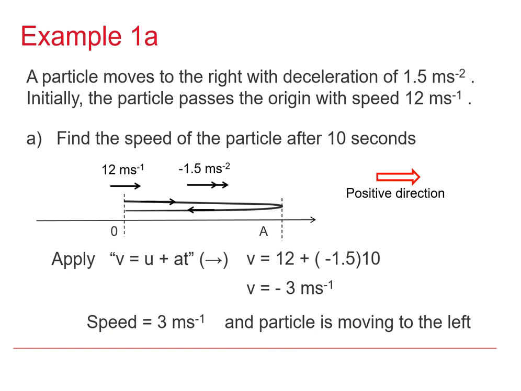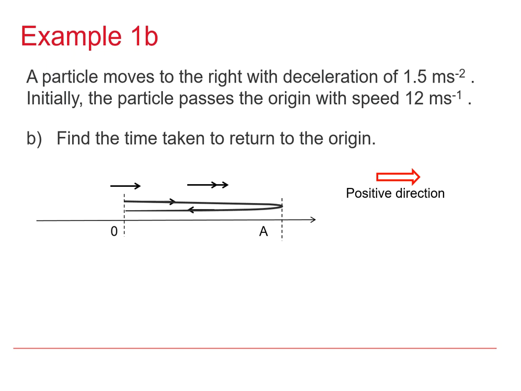Now this is a 3-part question, so part B now is going to be asking us something slightly different. It says a particle moves to the right with a deceleration of 1.5 meters per second squared. So that's the same as before, isn't it? Got the same information as before, but this time it's asking us for the time it's going to take for this particle to return to the origin.